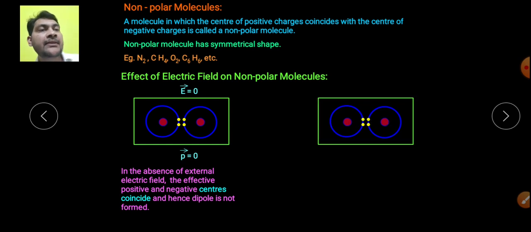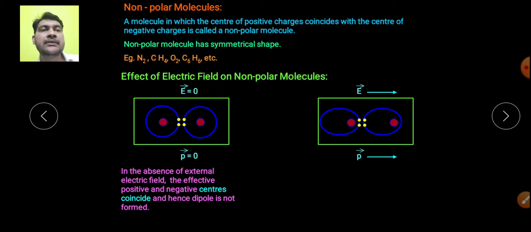But when non-polar molecules are placed in external electric field, then the deformation of the molecule takes place. Then their centers of positive and negative charges get displaced. The negative charge moves in a direction opposite to the electric field, and positive charge is displaced in the direction of electric field. Because of this displacement, now the centers are separated far apart and the molecule possesses dipole moment.